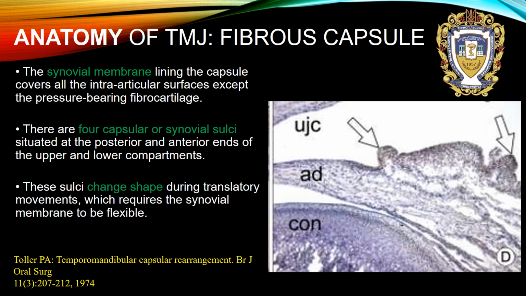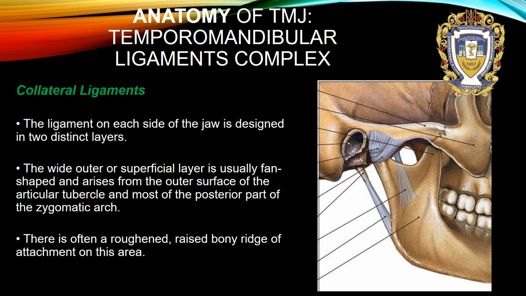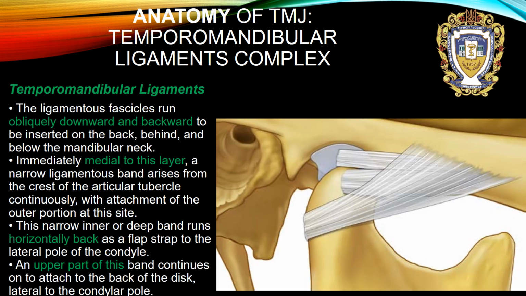The synovial membrane lining the capsule covers all the intraarticular surfaces except the pressure-bearing fibrocartilage. The capsular or synovial sulci are situated at the posterior and anterior ends of the upper and lower compartments. These sulci change shape during translatory movements, which requires the synovial membrane to be flexible.